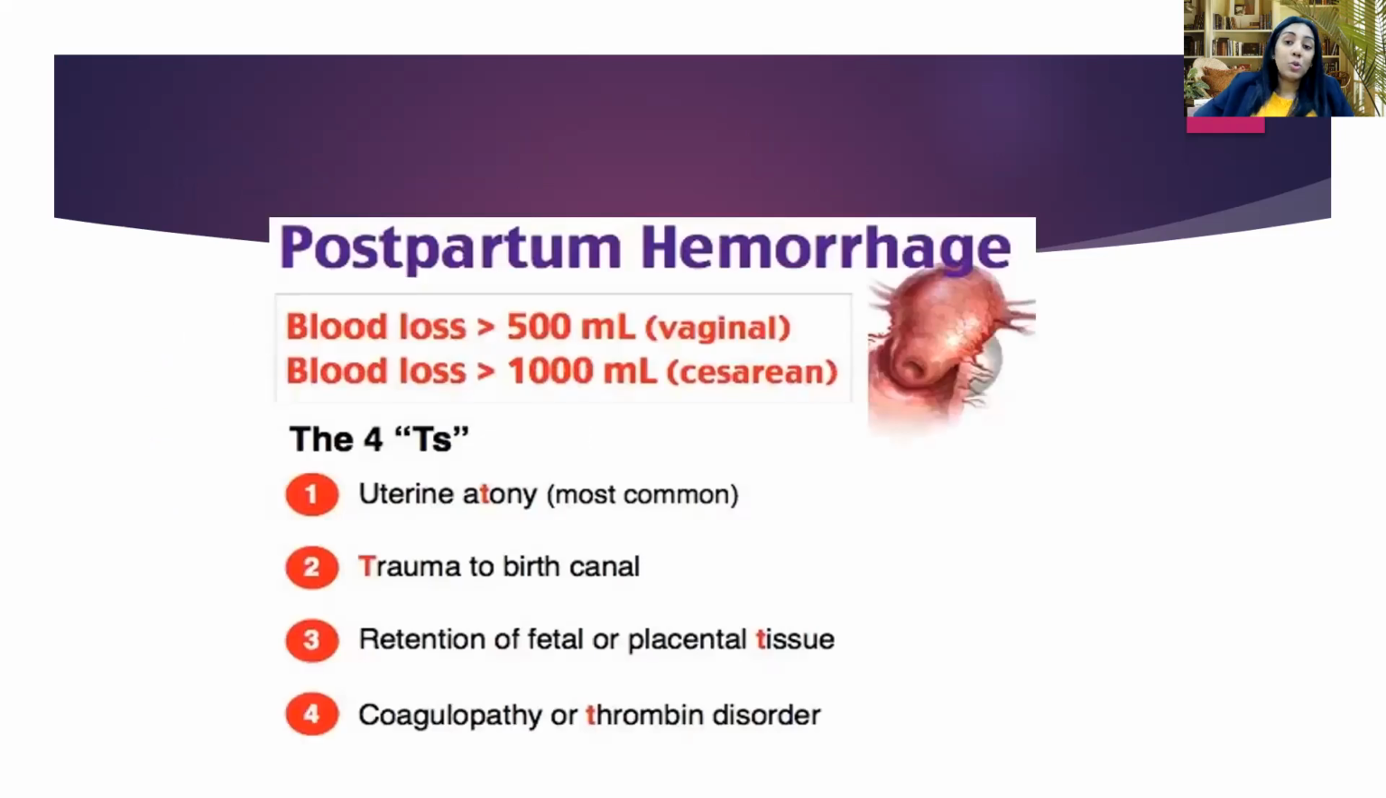Next, we go on to postpartum hemorrhage, whereby it's loosely defined as a blood loss of more than 500 mils if the patient delivers vaginally, and more than 1,000 mils if the patient undergoes C-section. The causes can be subdivided under the mnemonic of the 4 T's, which is atony, trauma to the birth canal, retention of fetal or placental tissue, or coagulopathy and thrombin disorders.